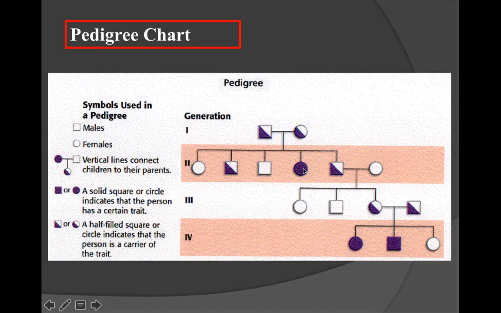Skipping to the second generation, this is their children. If you take a look here, like I said before, only the individuals under the bracket are their children. This female over here is married into the family. So this female and this male had 1, 2, 3 sons and 1, 2 daughters, and they have 1 daughter-in-law.